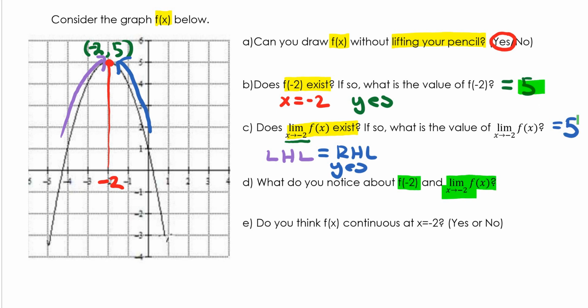Well, they're both equal to 5, right? So let's just say they're both equal to 5. Okay, so now do we think f of x is continuous at x equals -2? I think yes, because I can draw this graph without lifting my pencil. And it turns out that the function and the limit are of equal value when x equals -2.